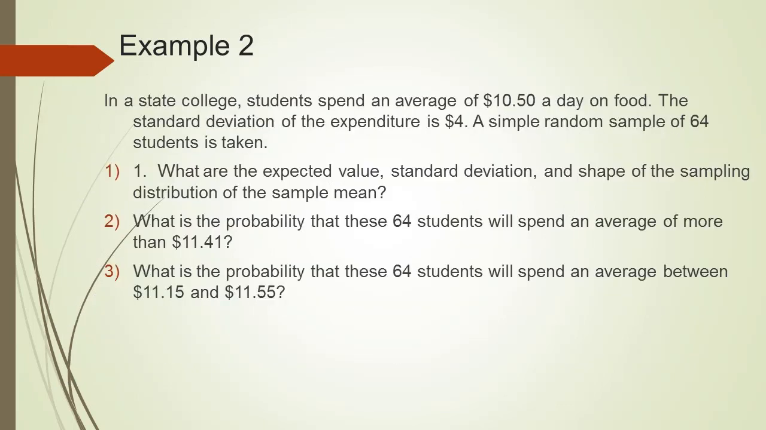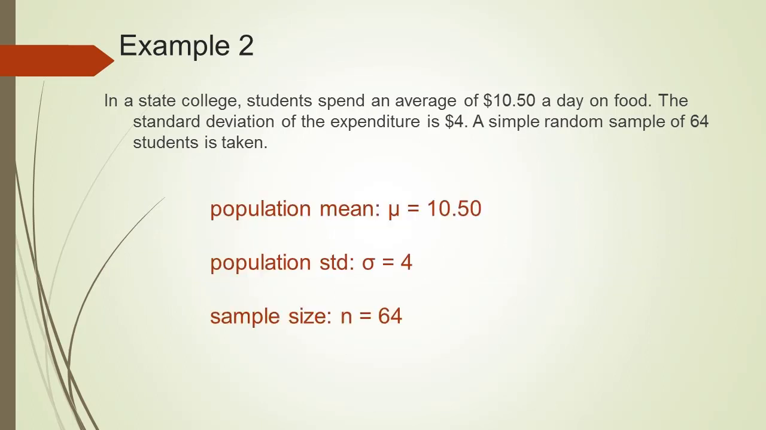Example 2 is about how much students spend on food each day in a college. The variable of interest, how much they spend on food, is a numerical variable. We write down the various variables first before we move on to the individual question.